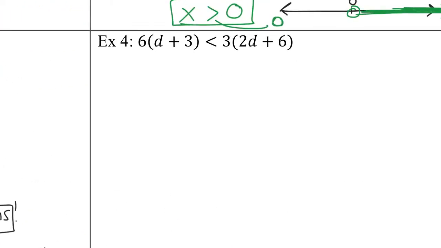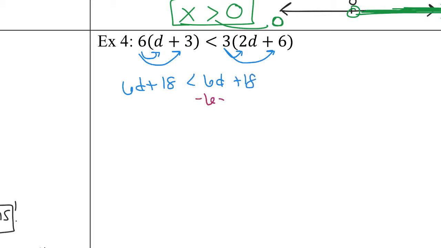Example 4. 6 parenthesis d plus 3 less than 3 parenthesis 2d plus 6. So again, distribution is first. So 6 times d would be 6d. 6 times 3 makes 18. Less than 3 times 2d makes 6d. 3 times 6 makes 18.